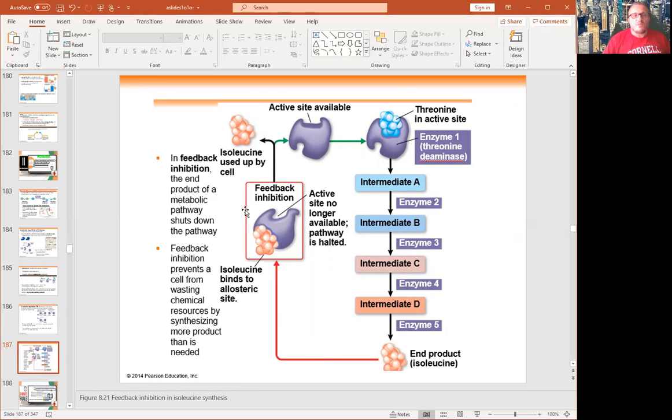In feedback inhibition, the end product can actually go and block the enzyme that's at the beginning of the pathway, like threonine deaminase. This is a type of negative feedback.